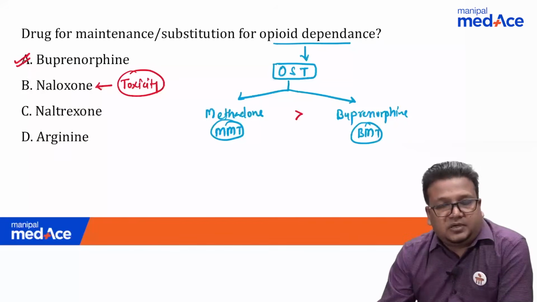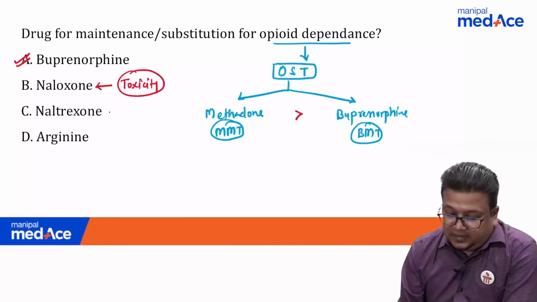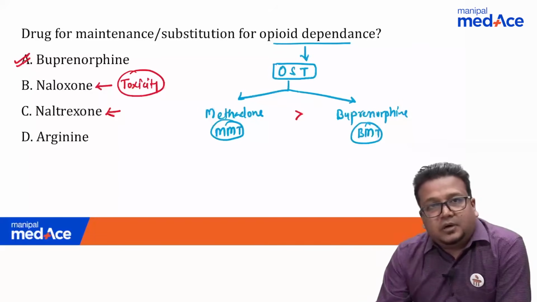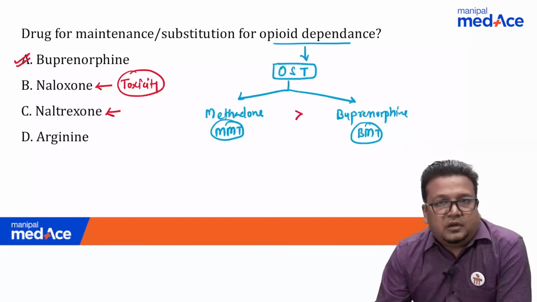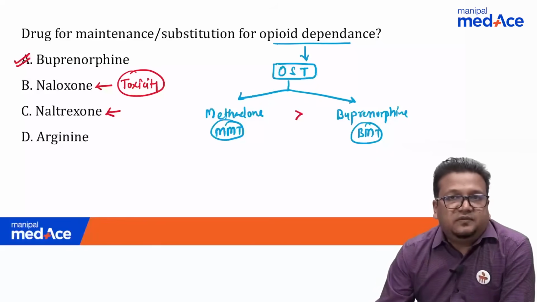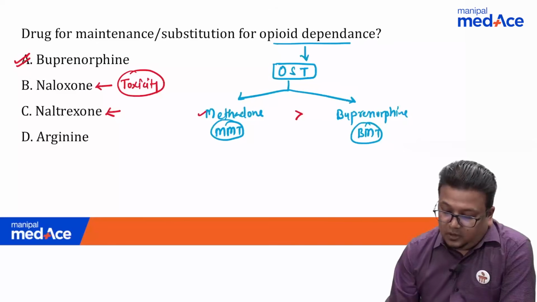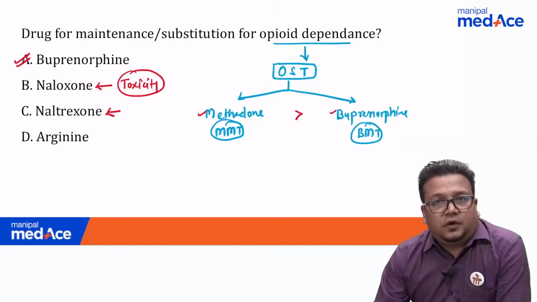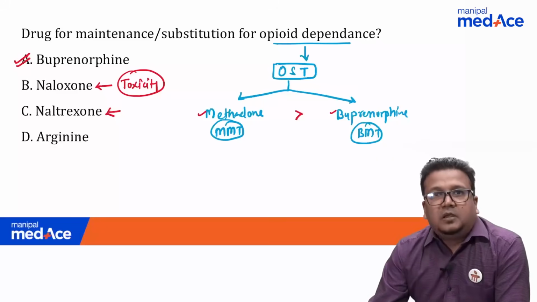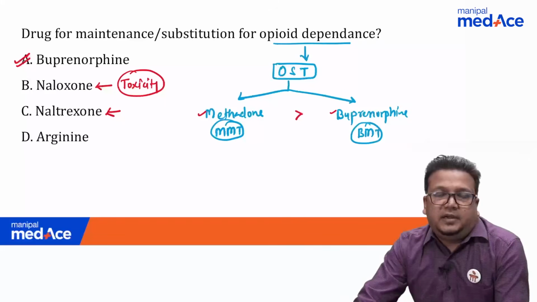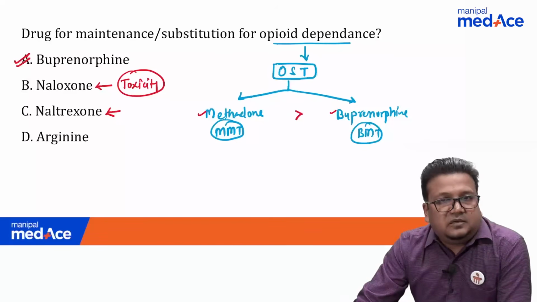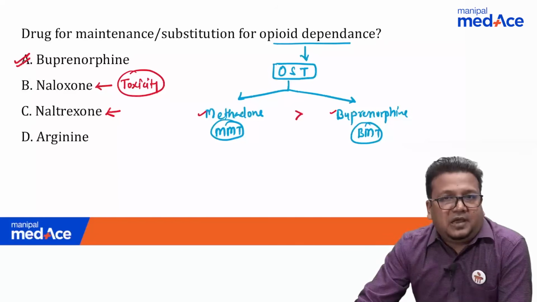Then we give the injectable naloxone as the drug of choice, and naltrexone is taken. Naltrexone may have caused some confusion here, but please understand, once we have successfully de-addicted, once we have used methadone or buprenorphine therapy for successful de-addiction, so the patient has been successfully de-addicted. Now there is a risk that this patient may relapse.